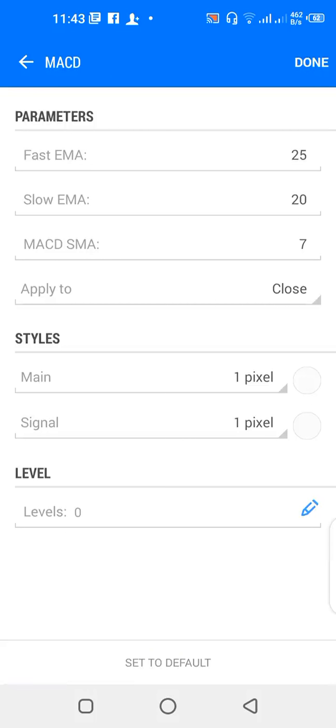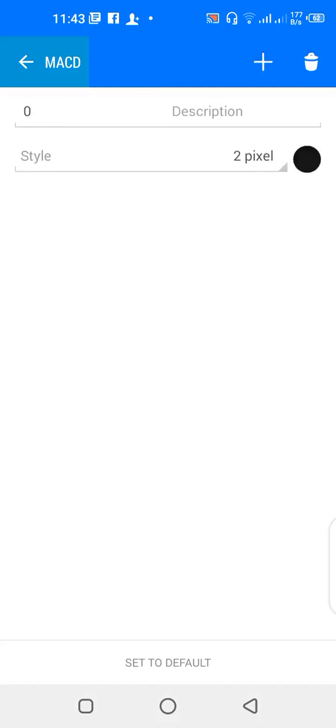Okay, still on indicator window 2, we have MACD. The fast EMA is 25. MACD slow EMA is 20. The MACD SMA is 7. Apply to close, no color. Of course, the level is 0.